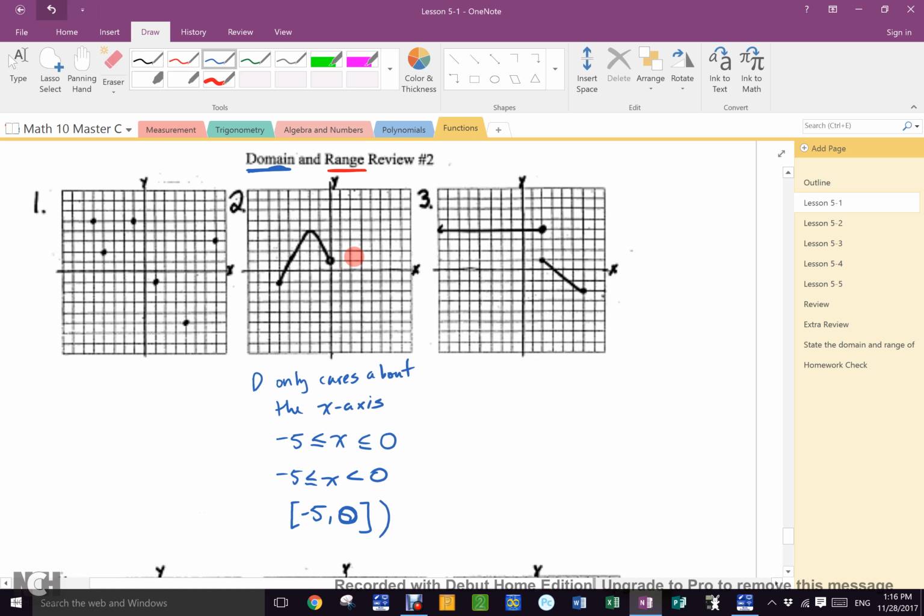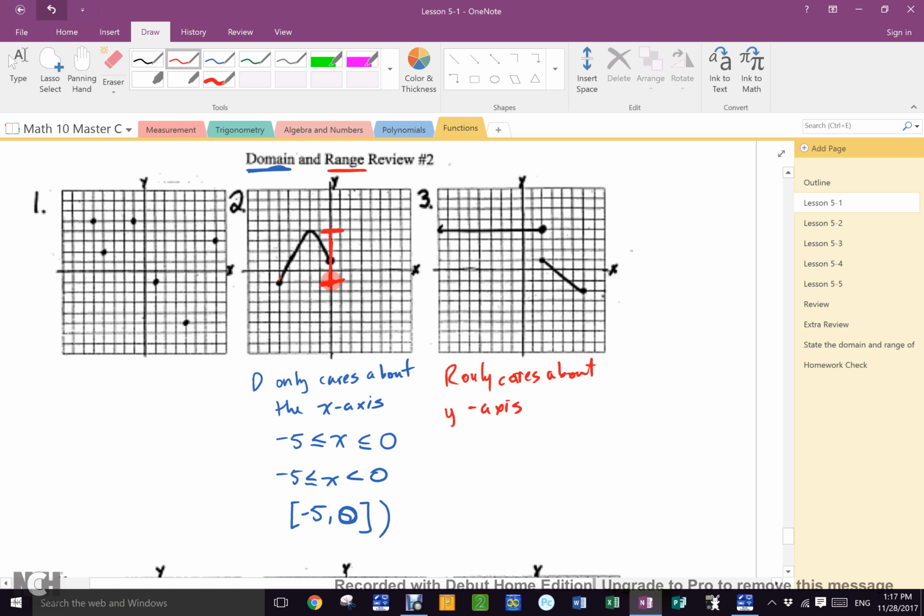Range only cares about which? Excellent. So since it only cares about the y-axis, does it matter that the line starts there and only goes to there? Does that matter? Yes, because I am only caring about the y-axis. So I need to be aware that there is a y value all the way up to there.